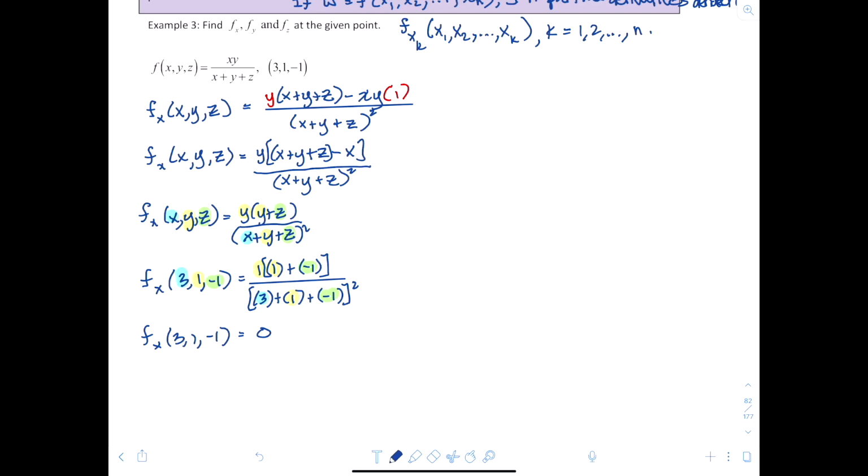So in the x direction, you would potentially have a point where there would be a relative extremum. Okay? All right. So that's the first one.